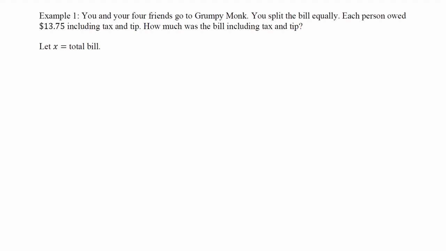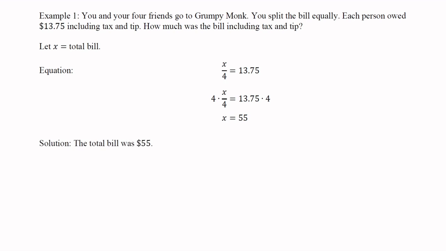If each person owed $13.75, we had 4 people eating together. We know that we split the bill 4 ways. So that total bill was divided by 4 to get $13.75 per person. Now we're going to multiply each side by 4 to get the variable by itself, and that gives us $55 as our total bill. And that's essentially how we write the solution. The total bill was $55. You notice this isn't a very long sentence. It doesn't have to be, just enough to tell us what the context of the solution is.